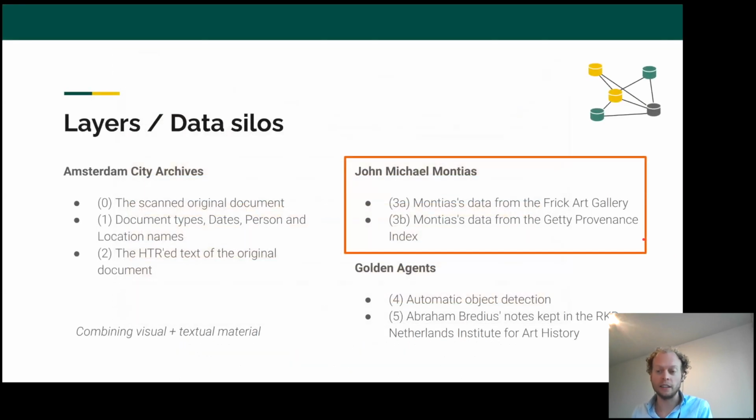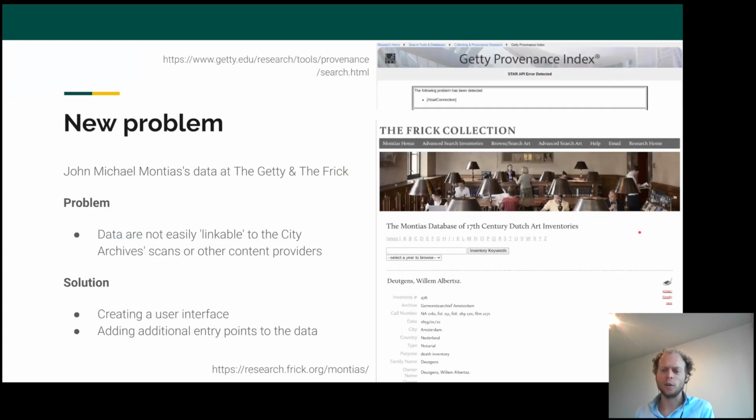This is all open data. And this is what we need when we want to make the Montias data more transparent, when we want to connect it to the Montias data. So now zooming in on this Montias data that is kept at the Frick and at the Getty. And with this comes another problem. These data are not easily linkable to the Amsterdam City Archives data or to other content providers.